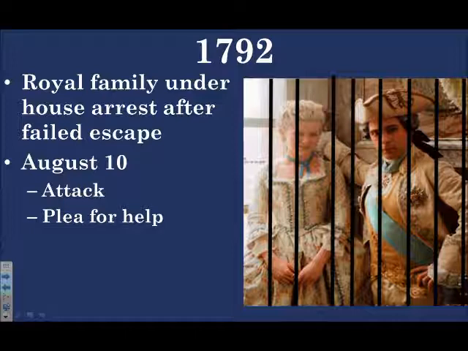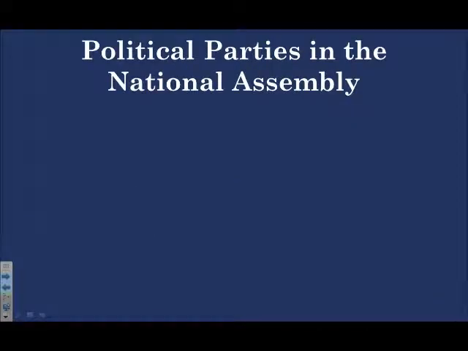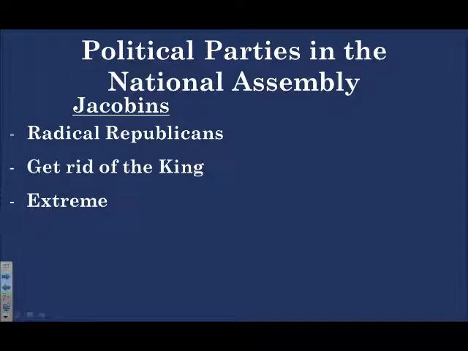And the National Assembly is a bit caught off guard, because the Jacobins were the prominent party in the National Assembly. So they take this opportunity, sure, we'll help you. And they take care of him for a few days. But now they have an opportunity to get rid of the king and queen. So remember, here are the Jacobins, this extreme, radical party in the National Assembly. They want to get rid of the king.